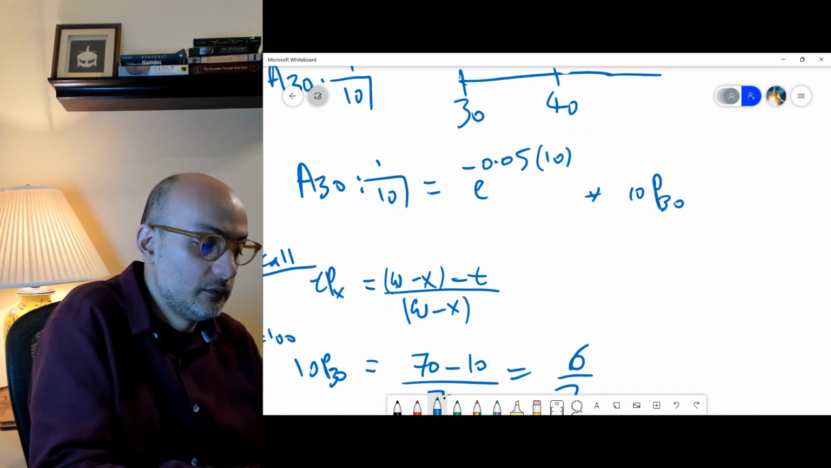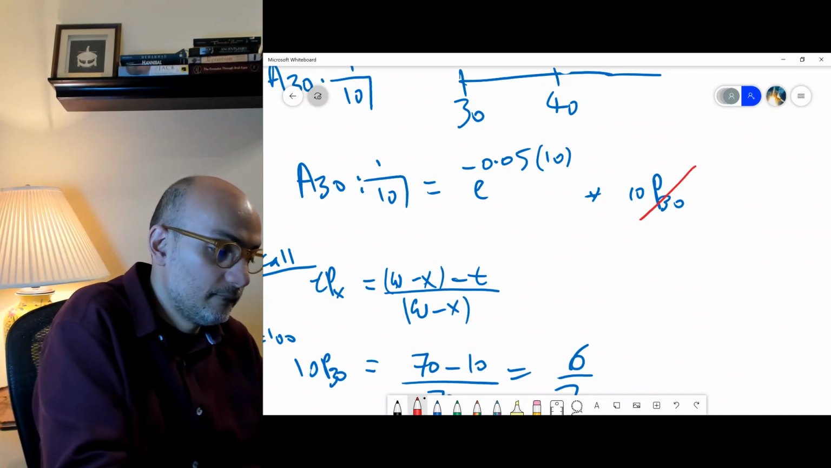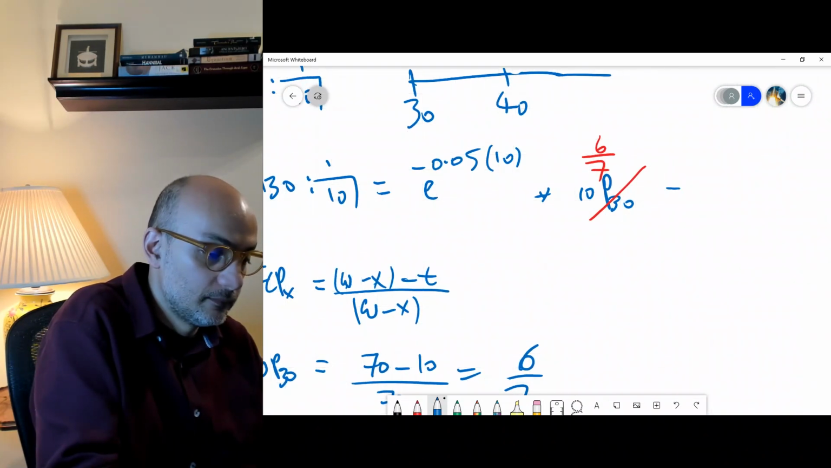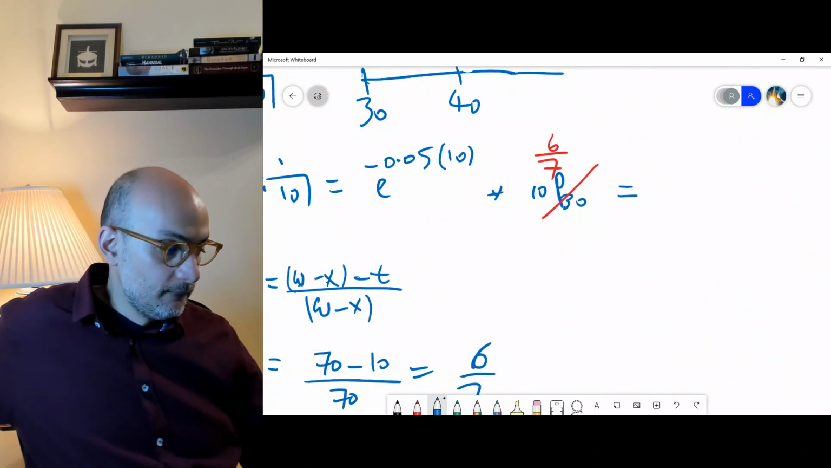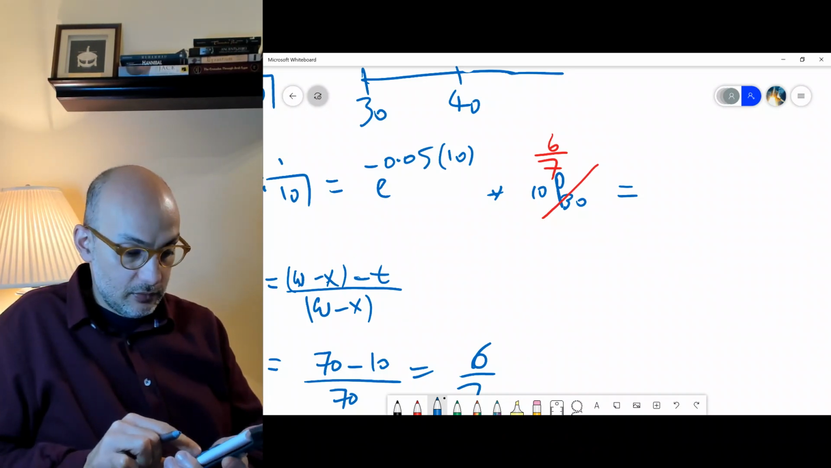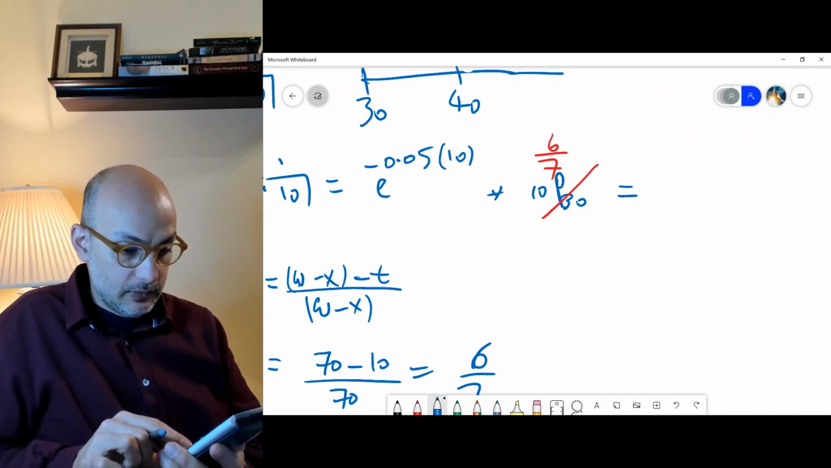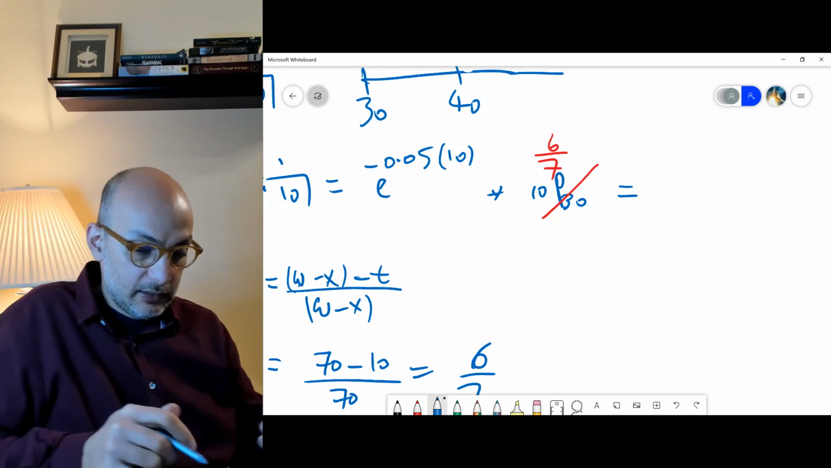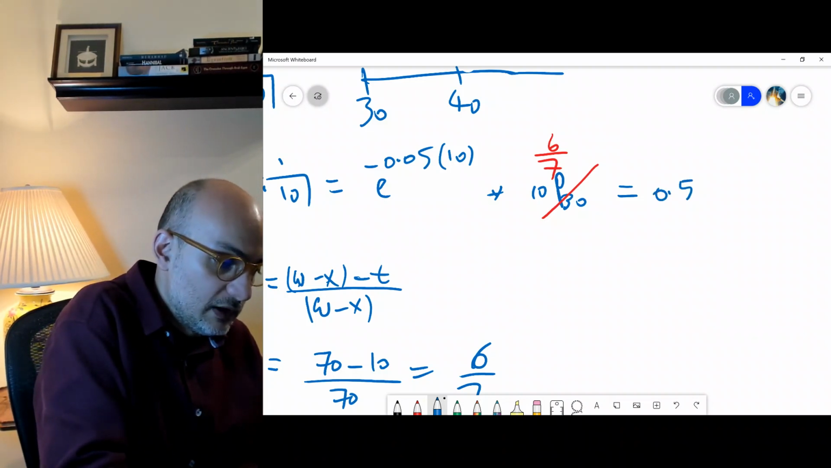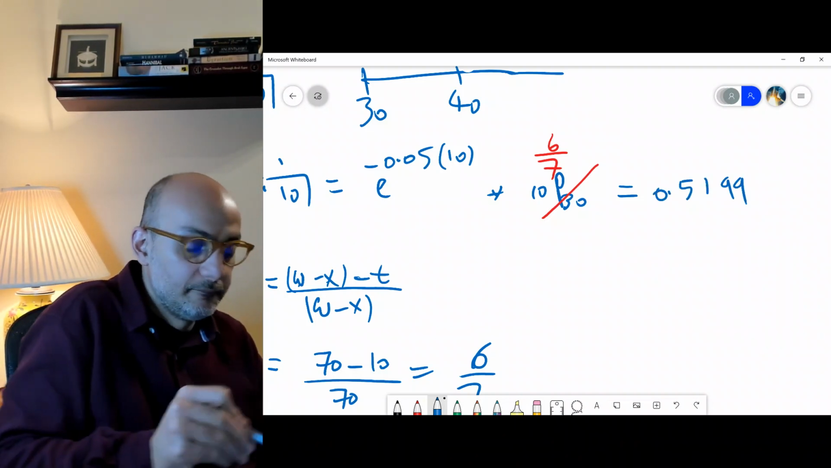Now we take this one and compute the result. If you do that, e to the minus 0.5 times 10, multiplied by 6 divided by 7. What I got is 0.5199. This is what I got.